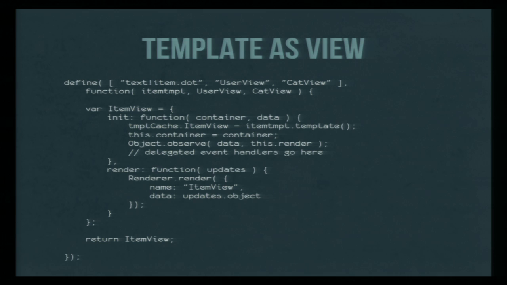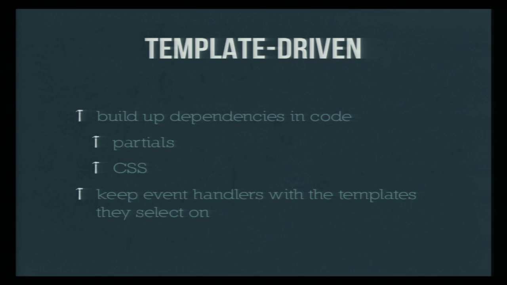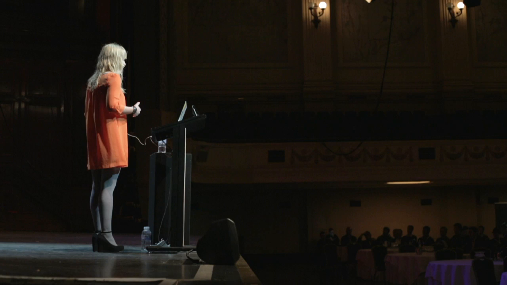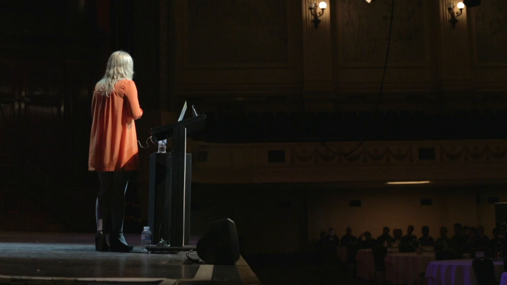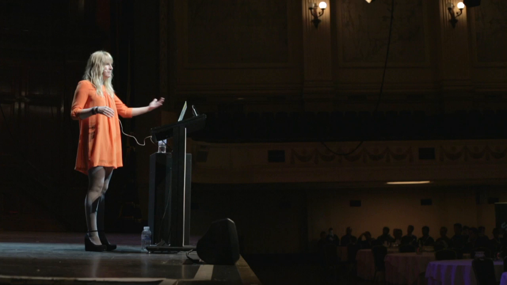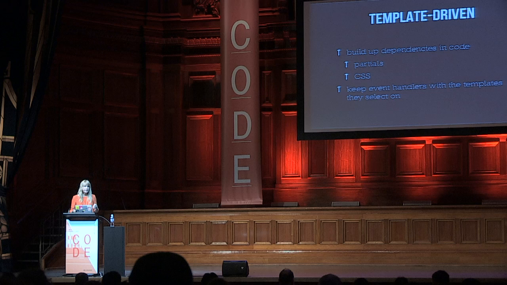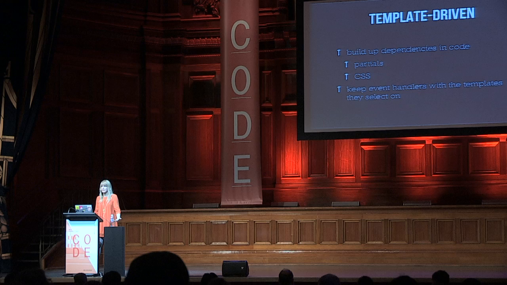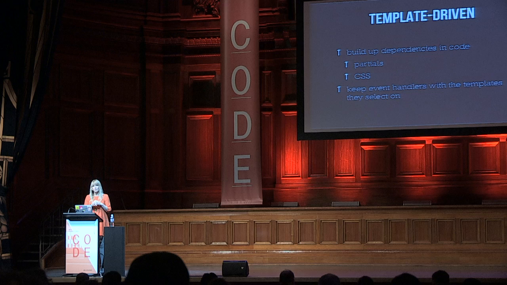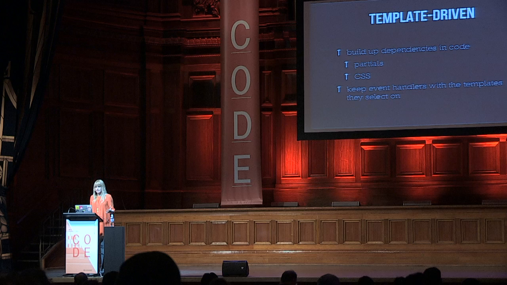So the places where this might be different than how you're currently thinking about views, if you're thinking about a template-driven view, is that you're going to build up dependencies in your code. You can have dependencies defined in your template with partials, but that doesn't give you all the information that you really need about those partials, because those partials will have event handlers, perhaps their own partials, perhaps their own CSS that's necessary for them. There's a whole package that goes along with those partial templates that involves different concerns that you don't necessarily want within the actual text of the template.